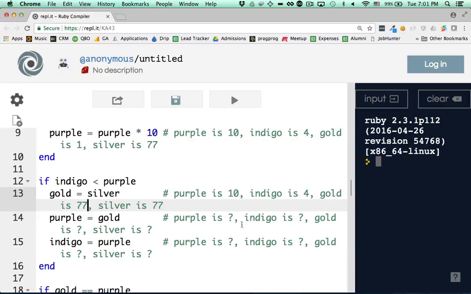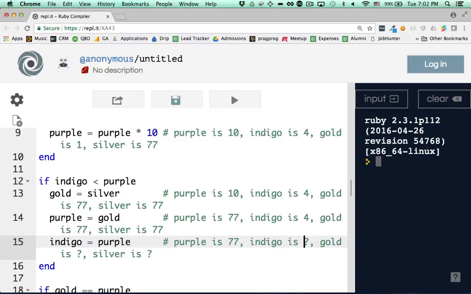Purple equals gold. So what is purple now? 77. Okay, a lot of 77s. Purple 77, indigo still 4, gold is 77, silver is 77. Now indigo equals purple. So what does indigo become now? 77. So we end up with all 4 colors as 77. Any questions about that?